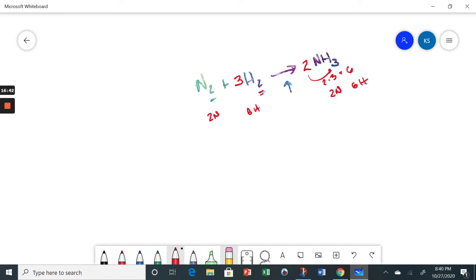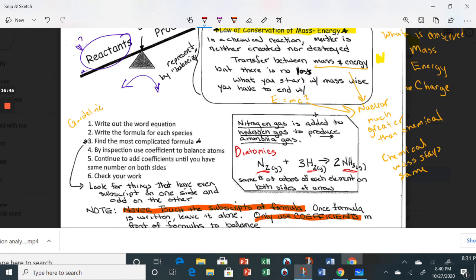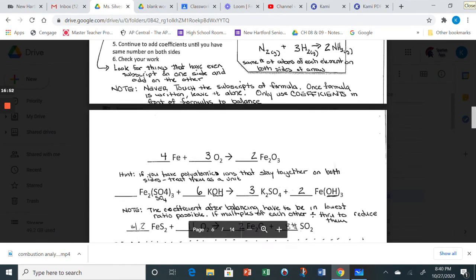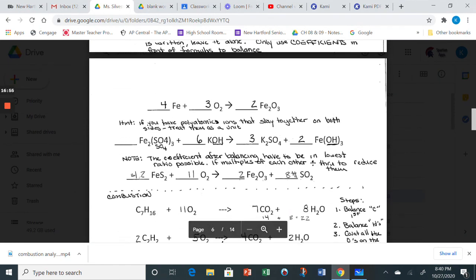I'm going to just shrink this. Right. So I'm going to go on to the next page, and we're going to do a few. Some are already done for you, but I'm going to walk through this. Let's see. Iron plus oxygen gives us iron 3 oxide.